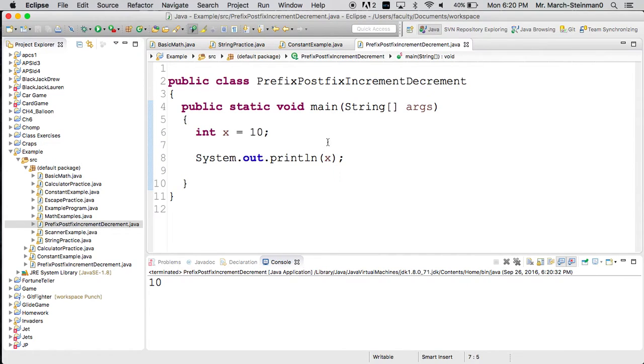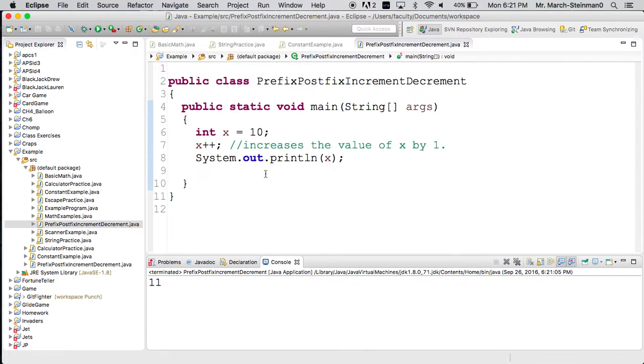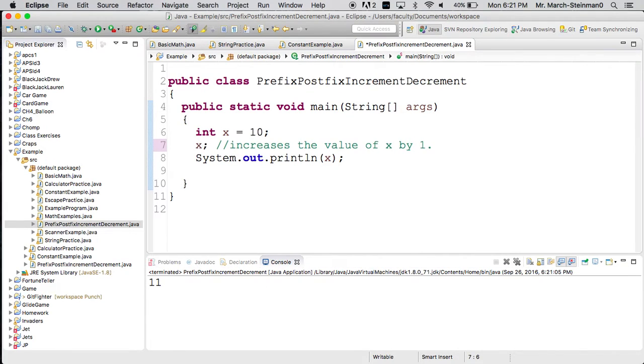Now, an increment or decrement operator ends up looking something like this. The plus plus. Now, what this basically stands for on its own is that we want to take the value of x and increase it by 1. So this increases the value of x by 1. And I can run this, and you'll see it creates 11 as the value for x.